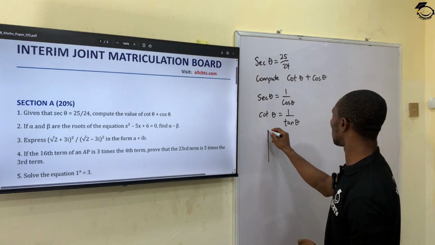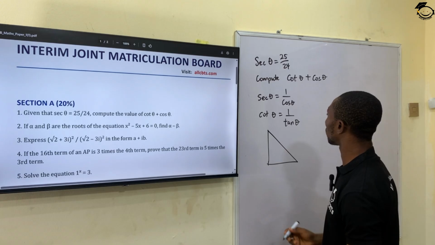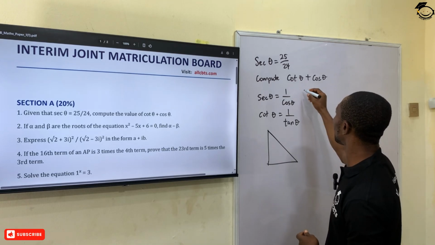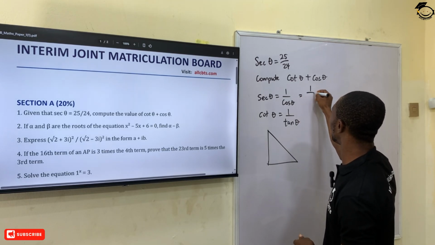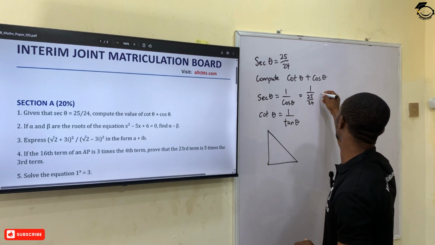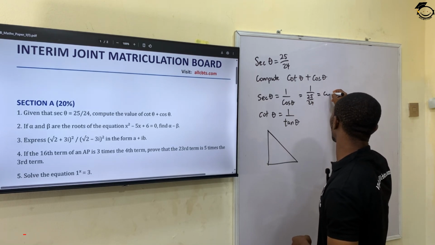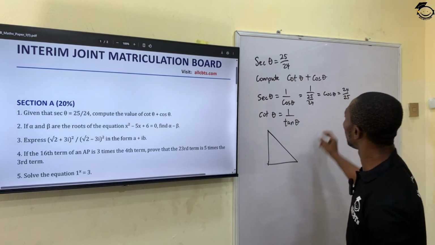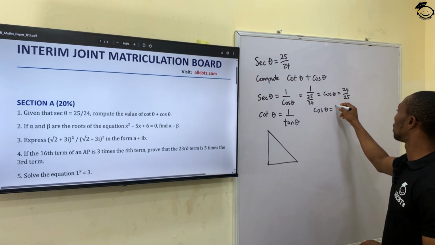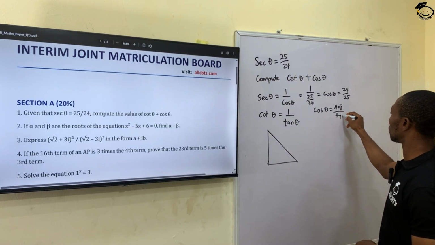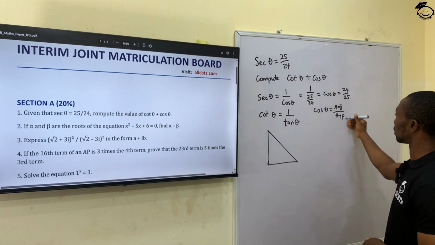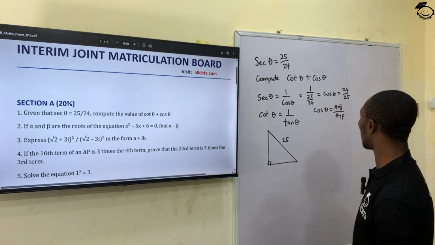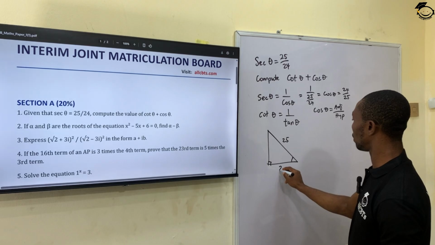adjacent, hypotenuse, and opposite. So applying our Pythagoras theorem, bearing in mind that sec theta, which we are given, is 1 over cos theta. So this will be 1 over 25 over 24, so therefore cos theta would give us 24 over 25. And we know that cos theta is adjacent over hypotenuse. So 24 will be our adjacent and 25 our hypotenuse.